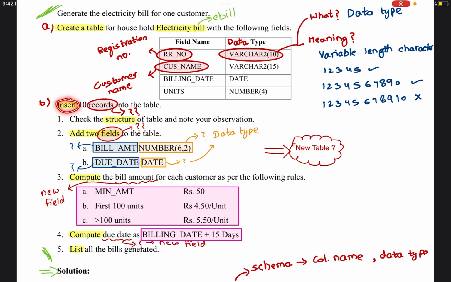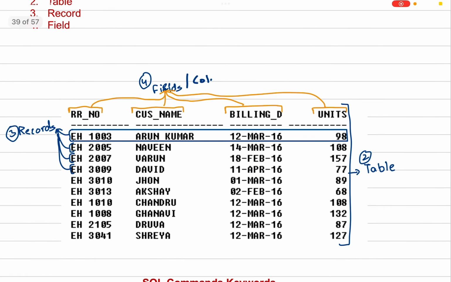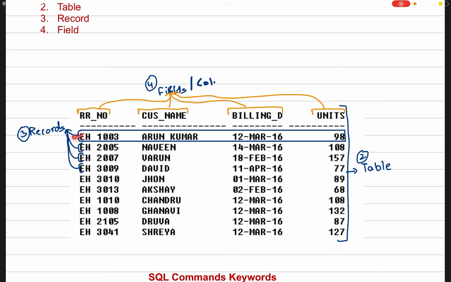It means we have to insert some records into the table. Now what are records? Records are rows. Fine. See the example, the basics. This is a record, this is fields or columns.